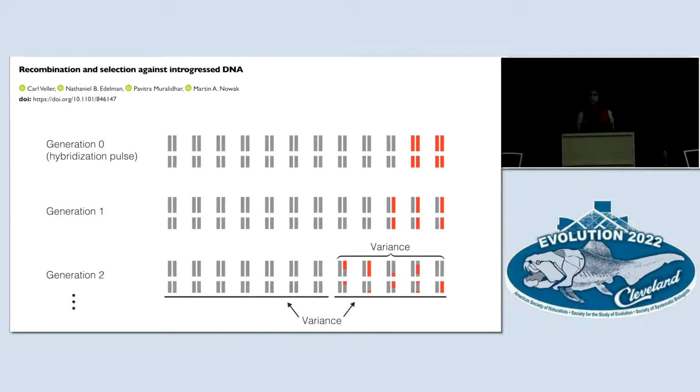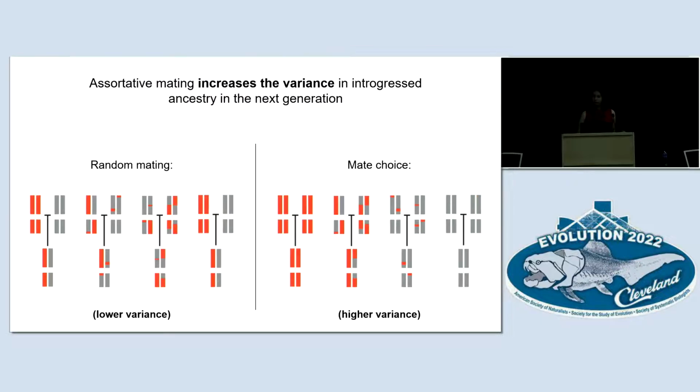Now, this variance is generated both by the fact that some individuals have introgressed ancestry and some don't, and the fact that among individuals who have introgressed ancestry, you might have different amounts. Assuming random mating, these processes of recombination and random assortment will take this introgressed ancestry and spread it out more and more evenly across more and more individuals in the population, slowing down the rate at which selection can act against that introgressed ancestry. But we know individuals don't mate randomly.